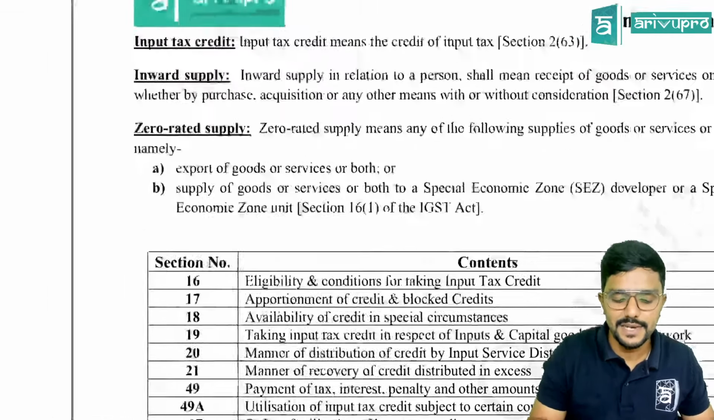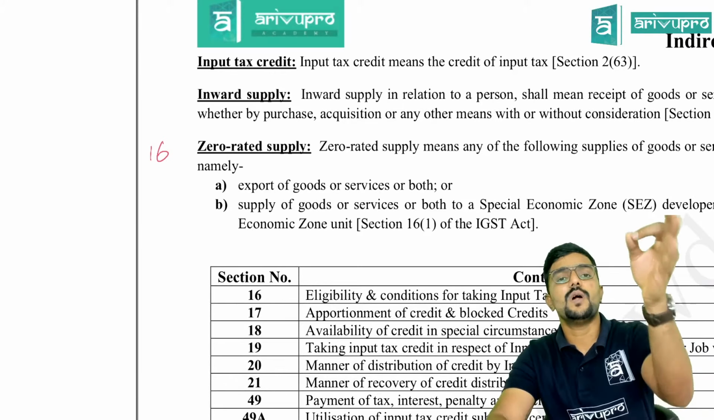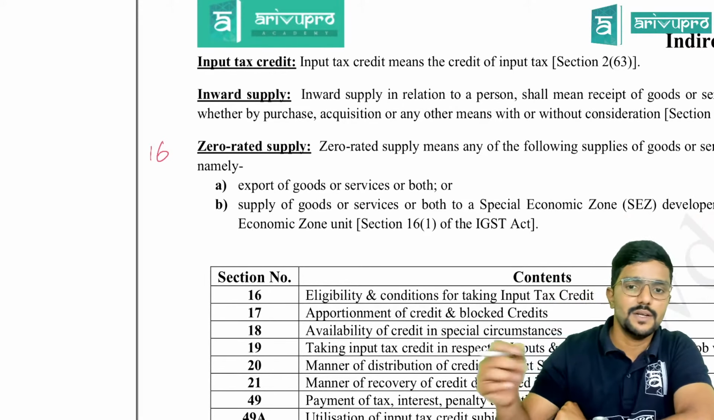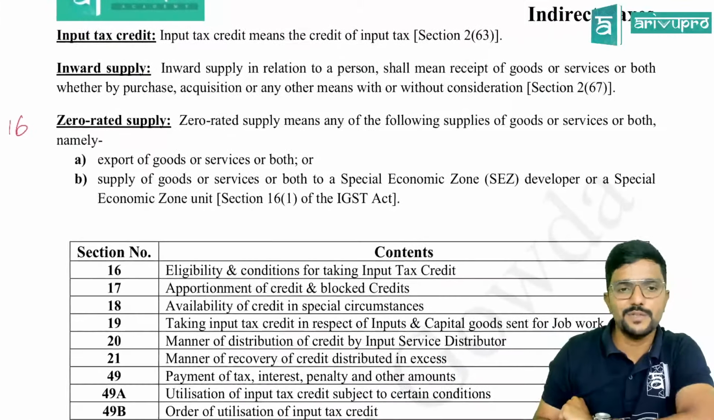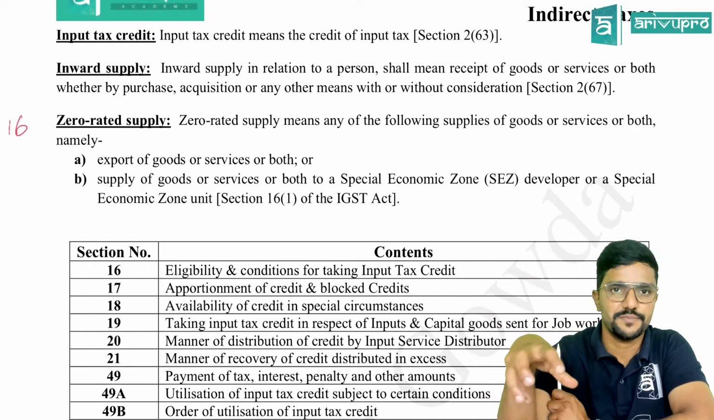Next, there is something called zero rated supply also. It is important, guys. Actually, this is covered in section 16 of the GST Act. What is zero rated supply is covered in section 16 of the GST Act. But here, in this chapter, we will be using this zero rated supply in some places. That is why I have also given the definition here.